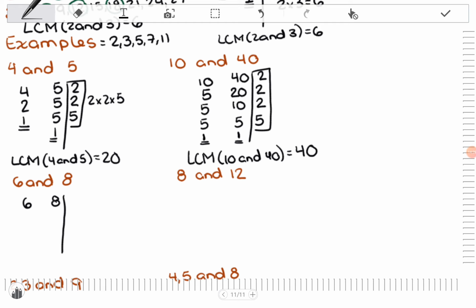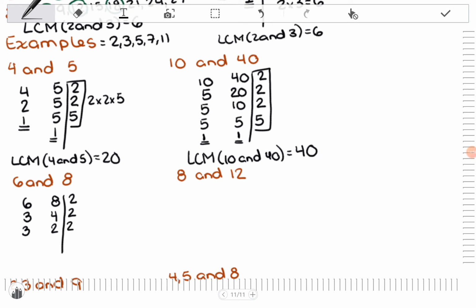Okay, so is any of these numbers divisible by 2? Yes. And we start dividing. 6 divided by 2 is 3. And 8 divided by 2 is 4. Both are exact, both were divisible, it's okay. Is any of these numbers, 3 and 4, divisible by 2? Yes. 3 divided by 2, not possible, so we bring the 3 down. 4 divided by 2 is 2. That's it. Easy.